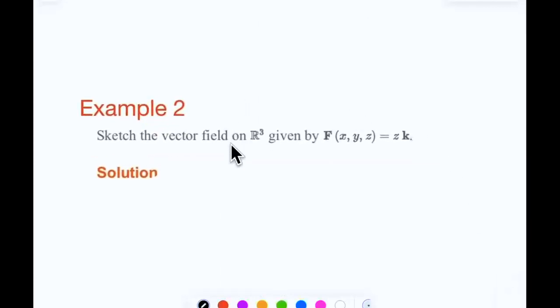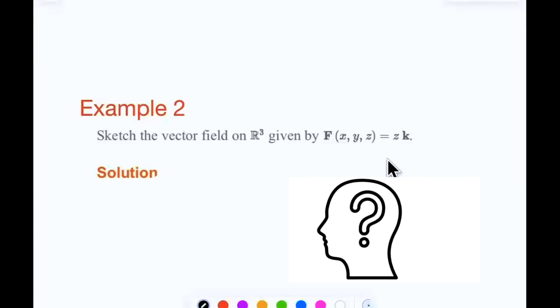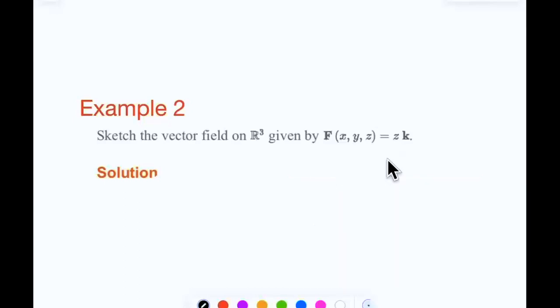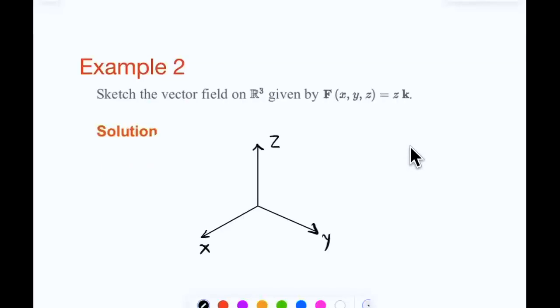Try this second example to sketch the vector field on R3. Notice that the input of the vector field here is a point in R3, so the output will be a vector in V3. Can you think about how it looks? The formula here is relatively simple. So let's draw the coordinate axes.